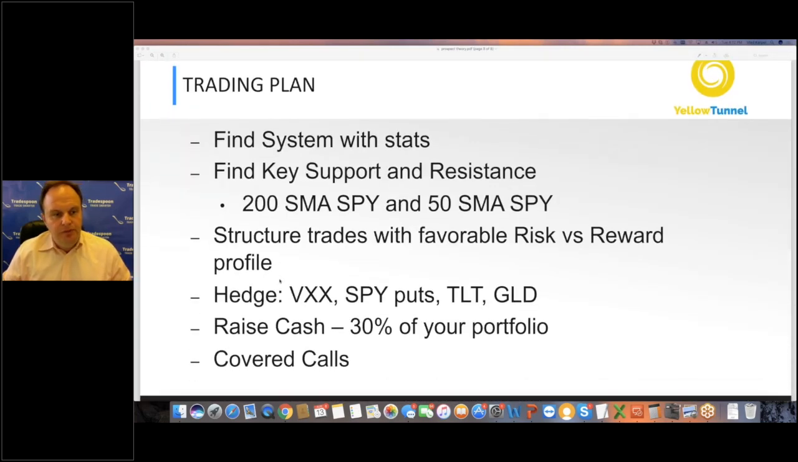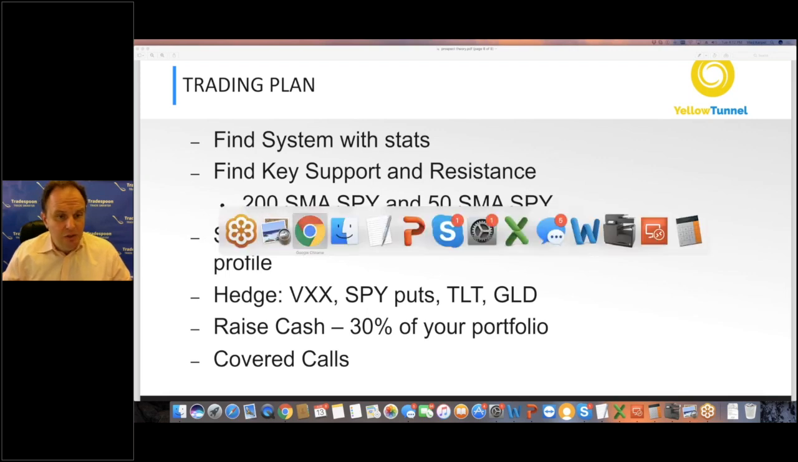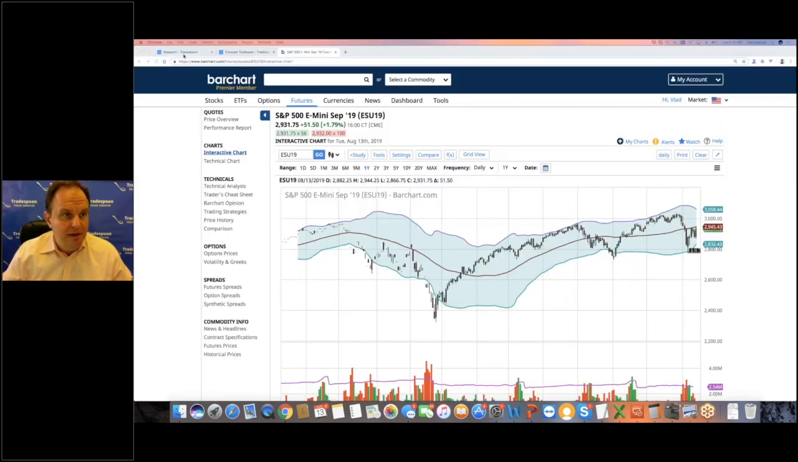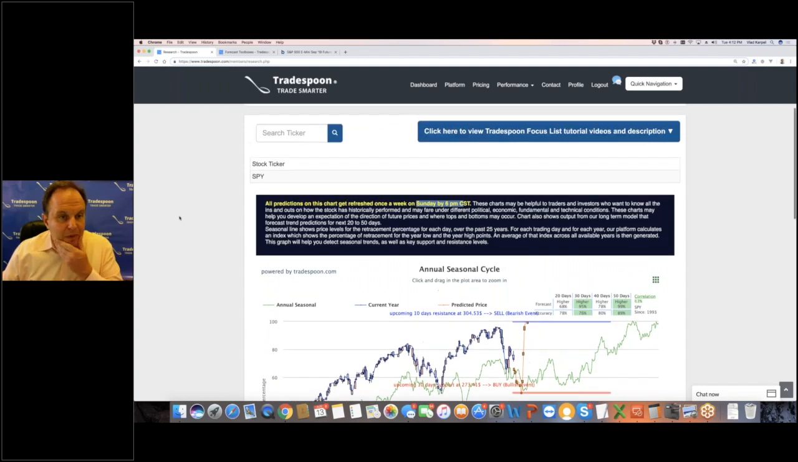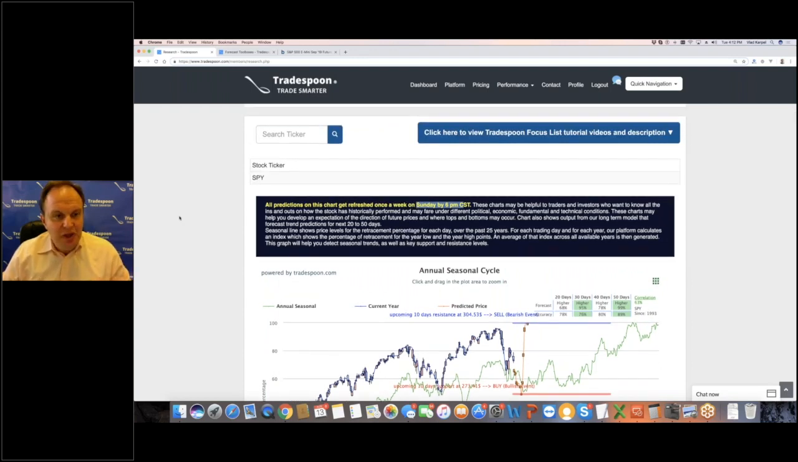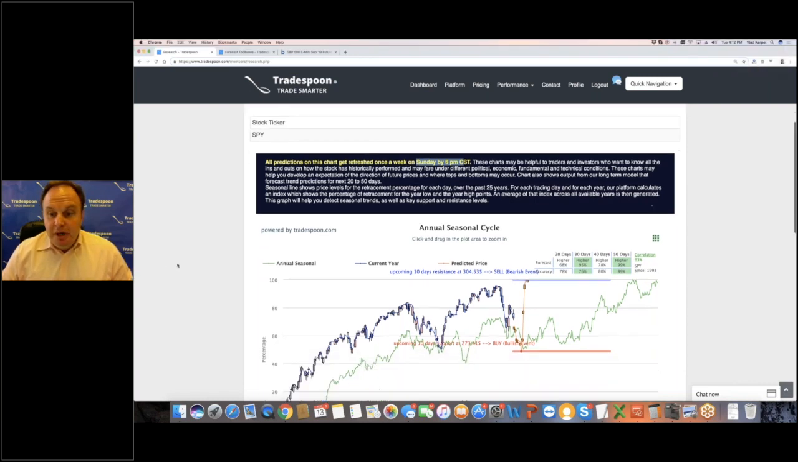And I'm going to leave you with some of the key concepts from my trading plan in terms of key support and resistance levels and how to hedge your portfolio. So now let's take a look at the market and see how we can apply prospect theory to current market conditions. We had an announcement today about a delay in tariffs. Today is, let's make sure, August 13th. So you can see the market rallied.